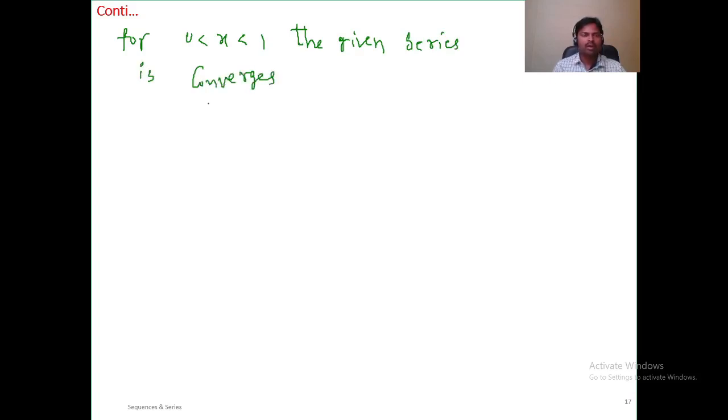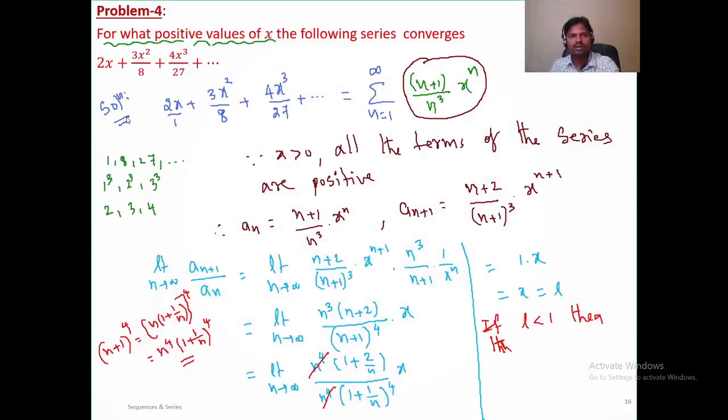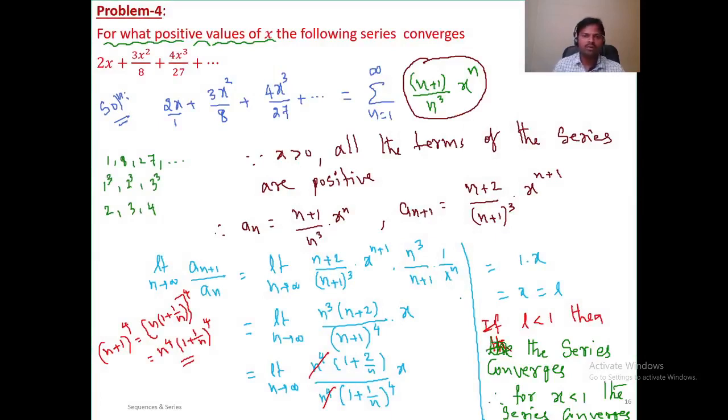Okay, and we need to verify for x is 1. If x is equal to 1, actually you look it back, go back. If I take x is equal to 1, what is the L value? L value is 1. If L is 1, the test is inconclusive. Inconclusive means we cannot conclude its convergence or divergence. So we need to adapt any other test for its convergence. So if L is 1, what happens?